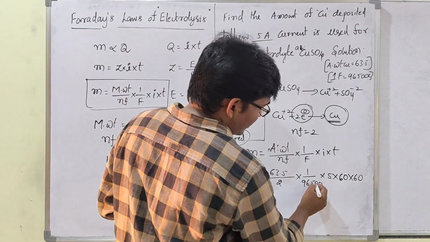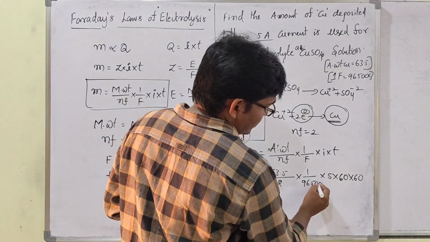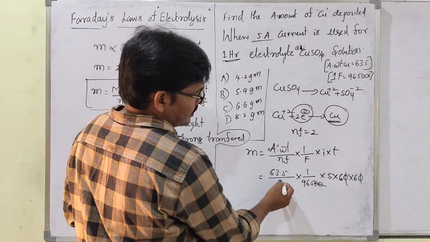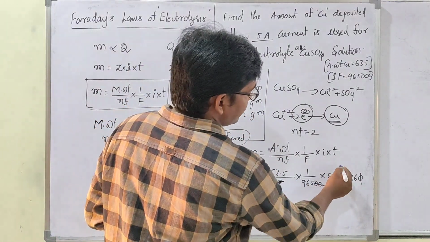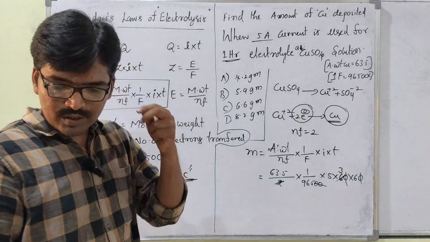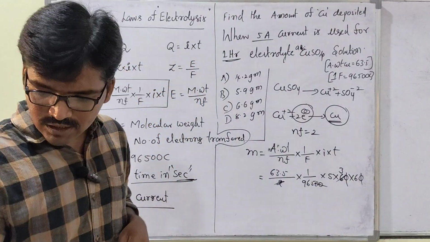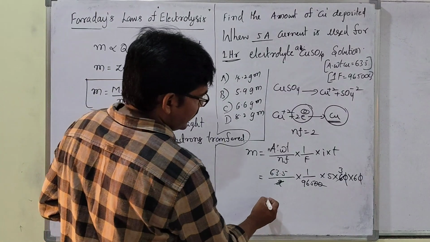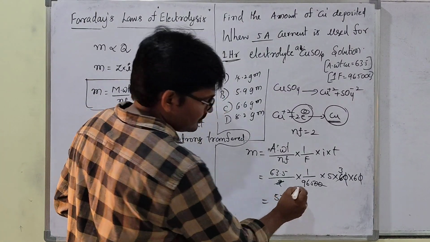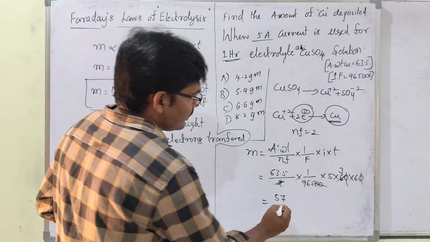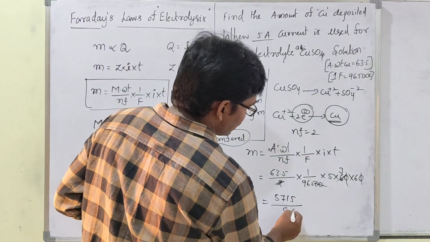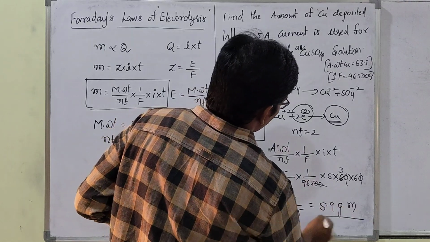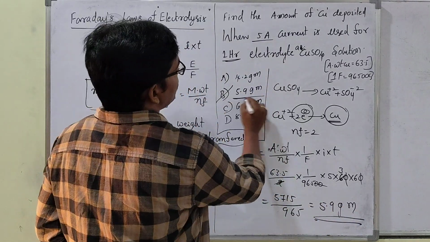Then look here, the 2 zeros will be cancelled here. Then 2 1s, then 2 3s. If you do that multiplication, you can get the answer, that is 5715 divided by 965, which equals 5.9 grams. So this is the answer, 5.9 grams you can get.